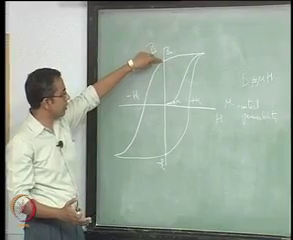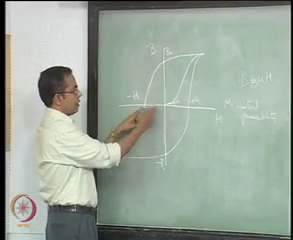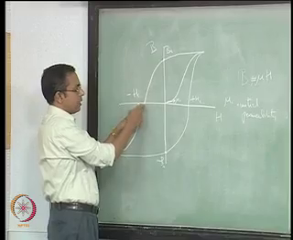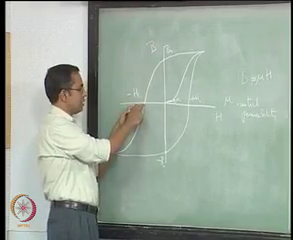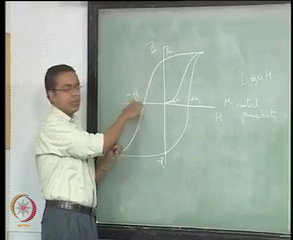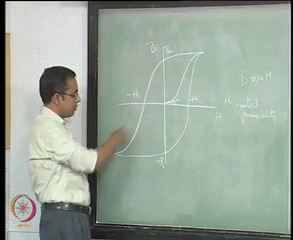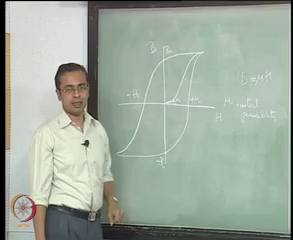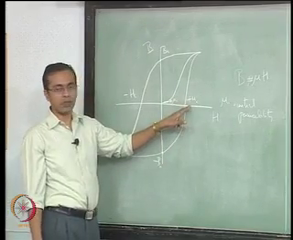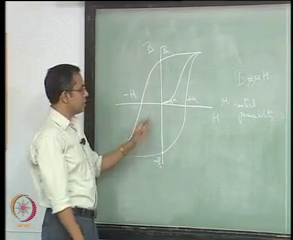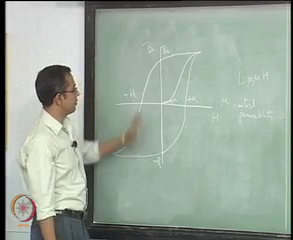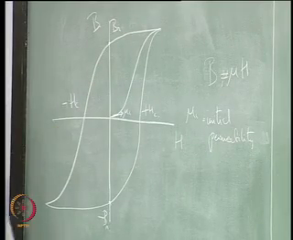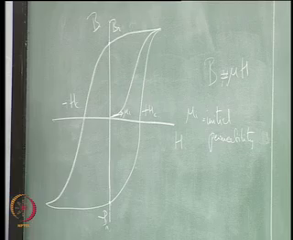Now to remove that induction, you have to actually apply an opposite field of this strength before that induction drops to 0. That is coercivity. Okay, and similarly when you return, again you will have in the opposite direction the induction, and you correspondingly raise the field in the positive direction before you can cancel it. So this is how a ferromagnetic material responds to changes in field.